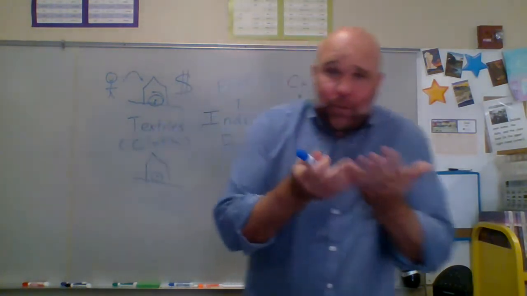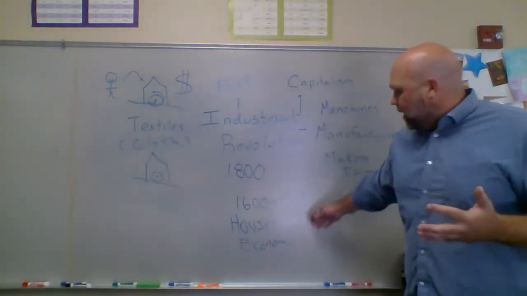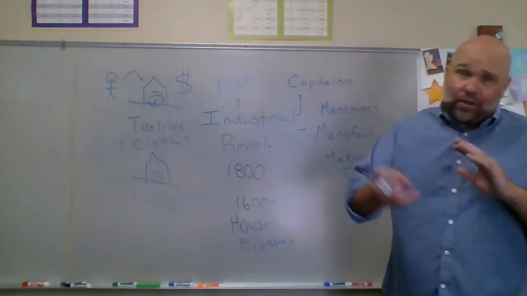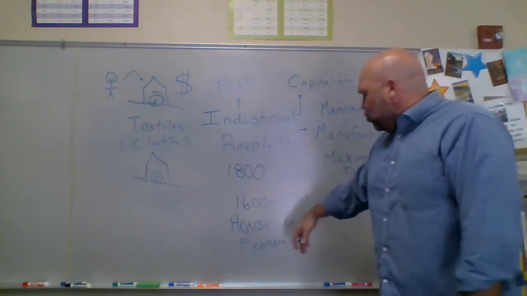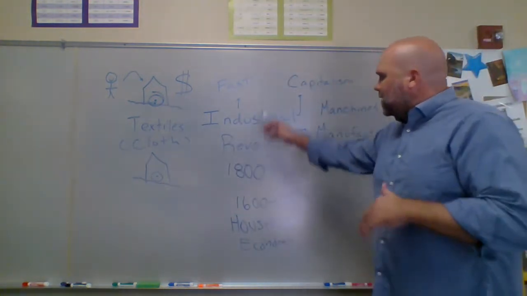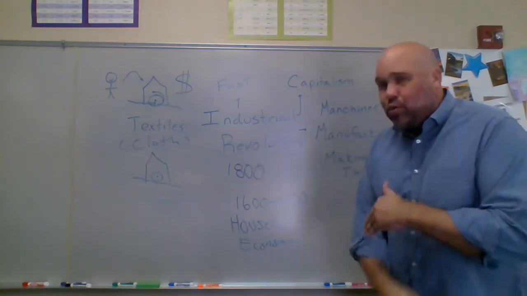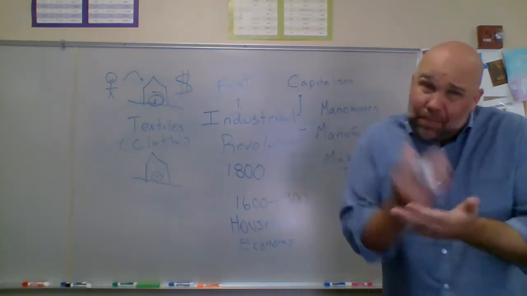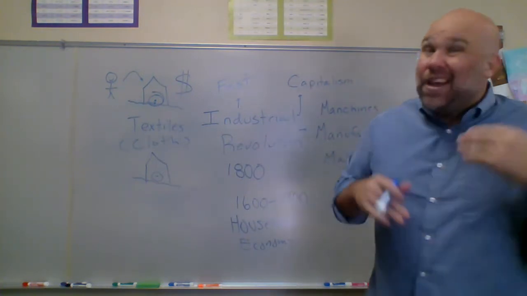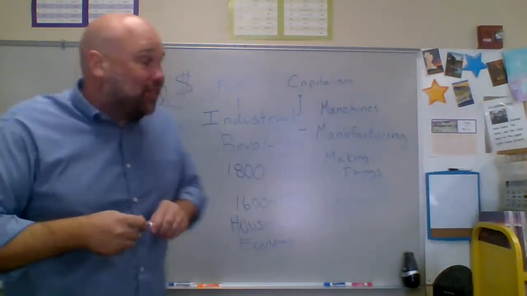Well, it's where people make things at home. Everyone is making things at their own house. So if you can make your chair, you can make candles, you can make whatever, tables. You made it at home. That's what you did. By the time we get to the Industrial Revolution, we start to move into the 1800s. Factories start to pop up. People start to work at factories.